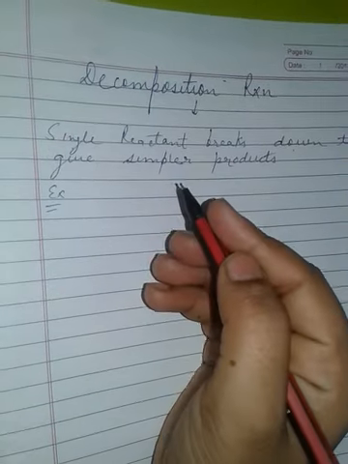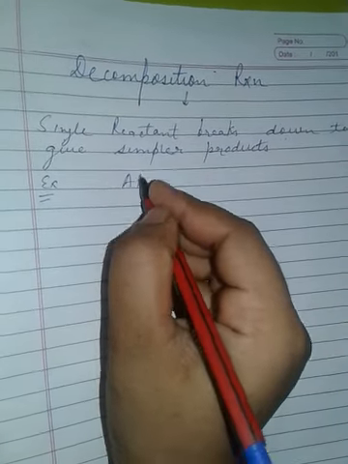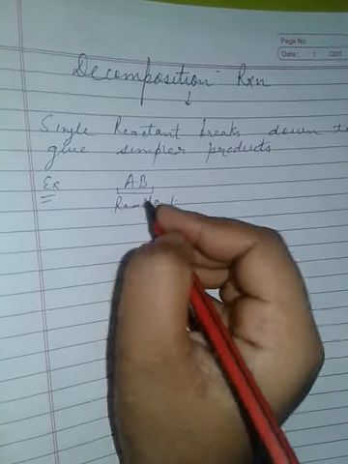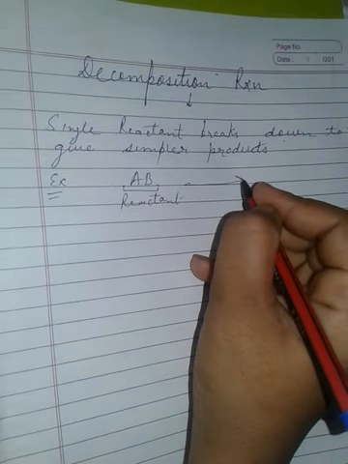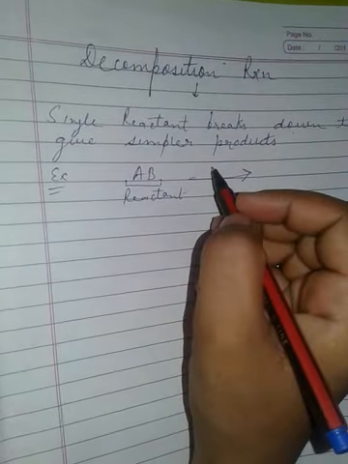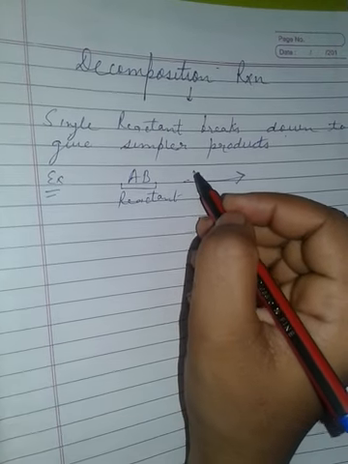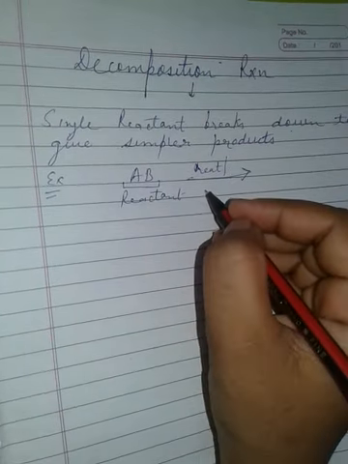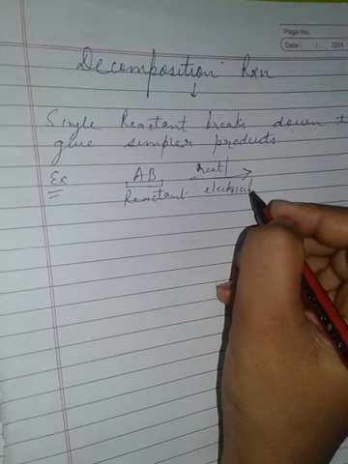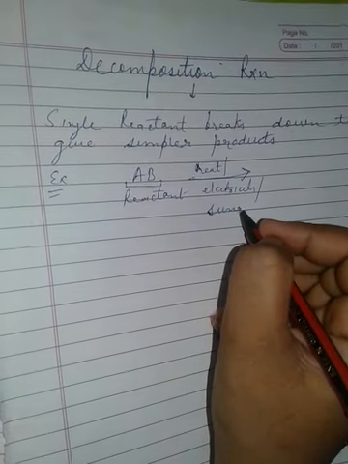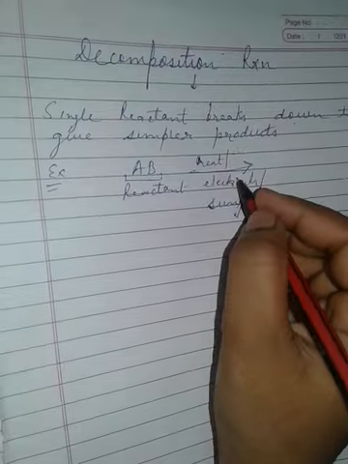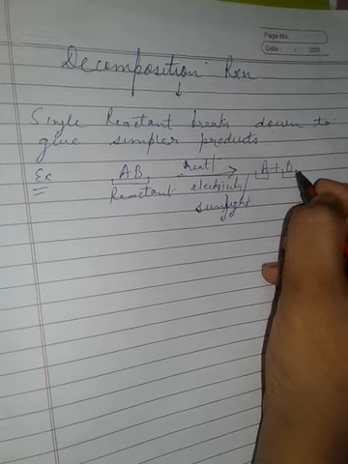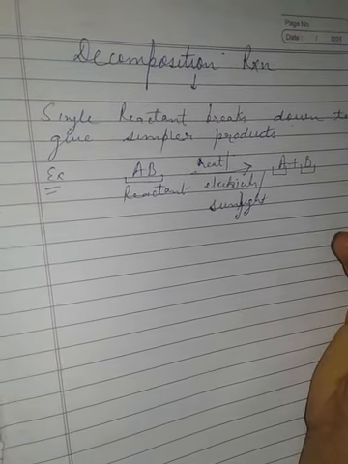The example I am taking here is an arbitrary example. Suppose this is a reactant, it is a single reactant. So what we have to do is break that reactant. For breaking that reactant, we need to supply some energy in the form of heat, electricity, or sunlight. On supplying these various types of energy, this reactant is going to break down into two simpler products A and B. This reaction is known as your decomposition reaction.